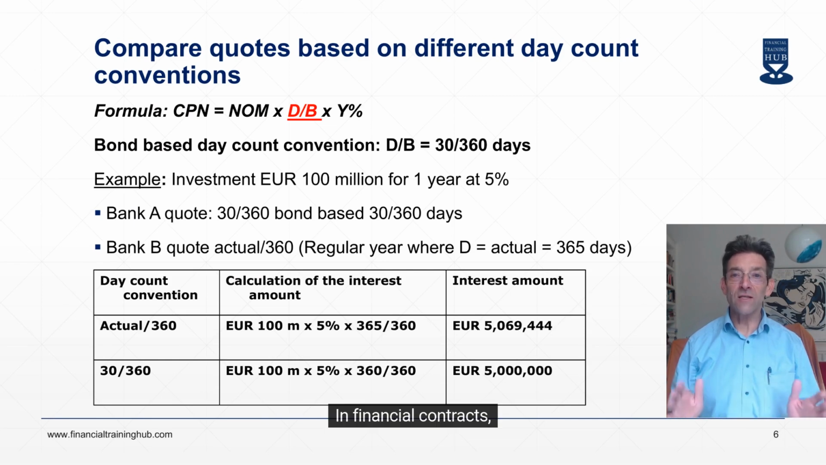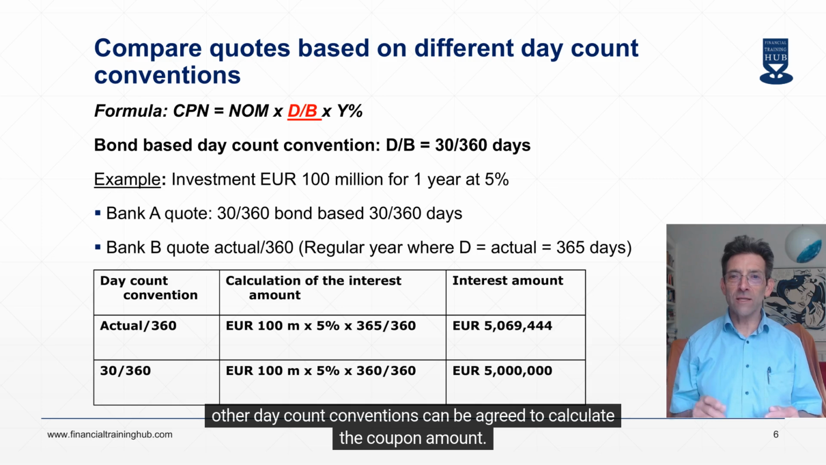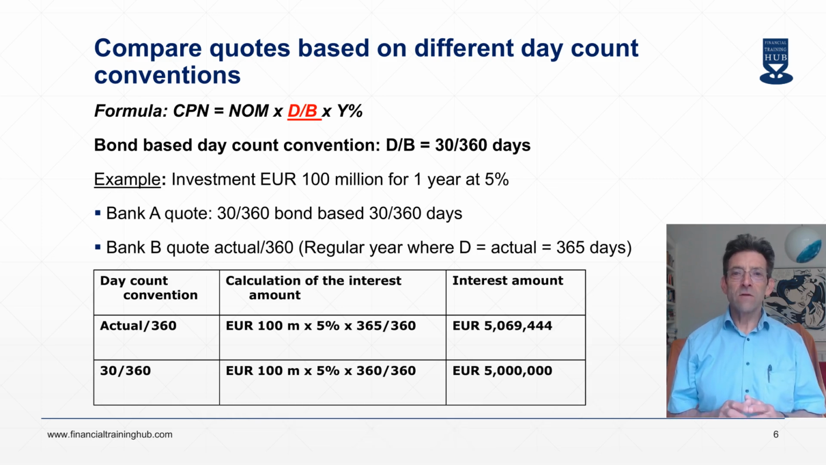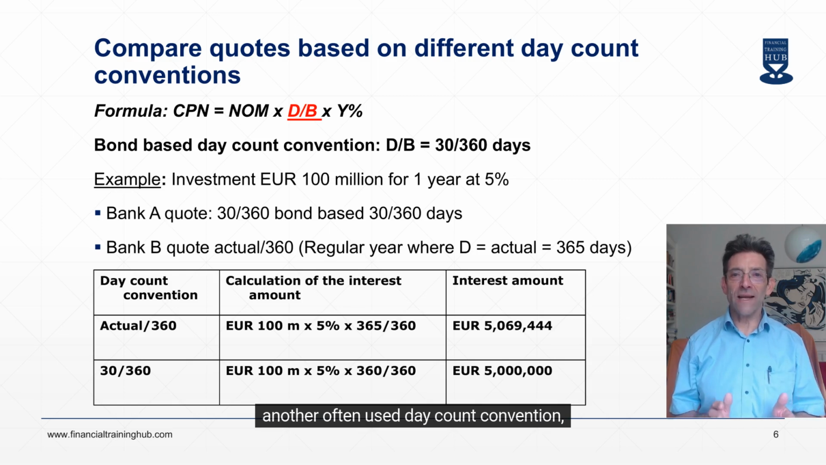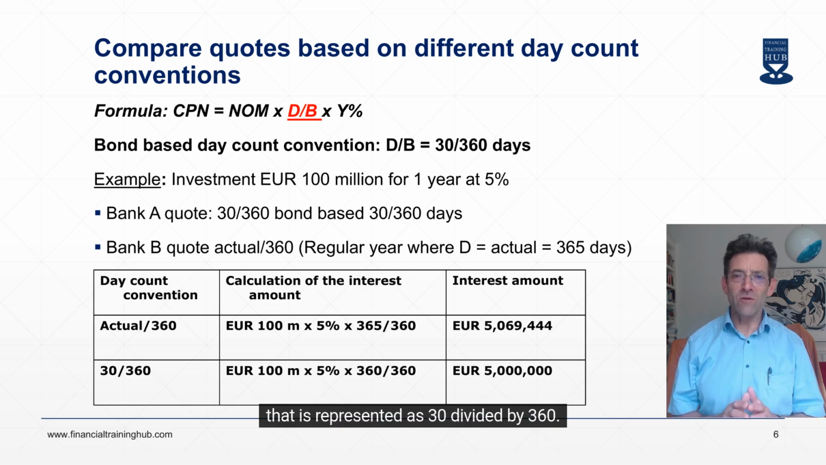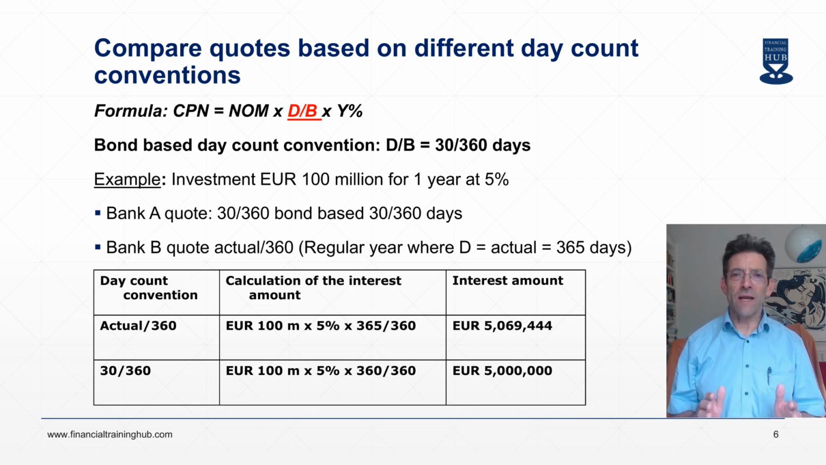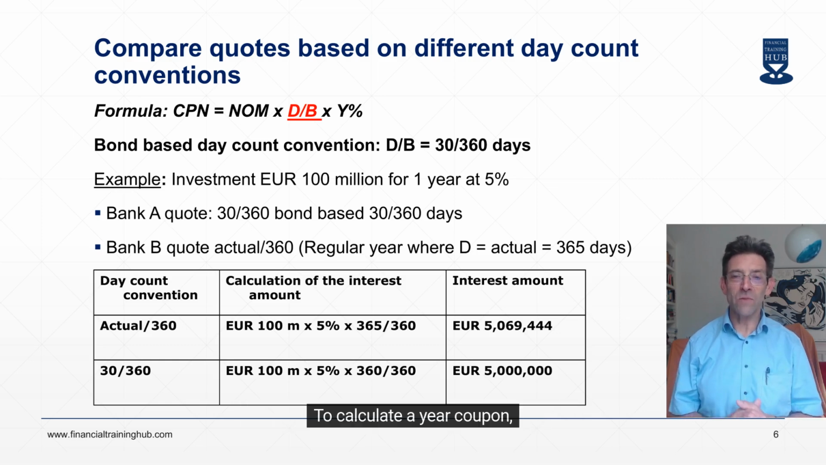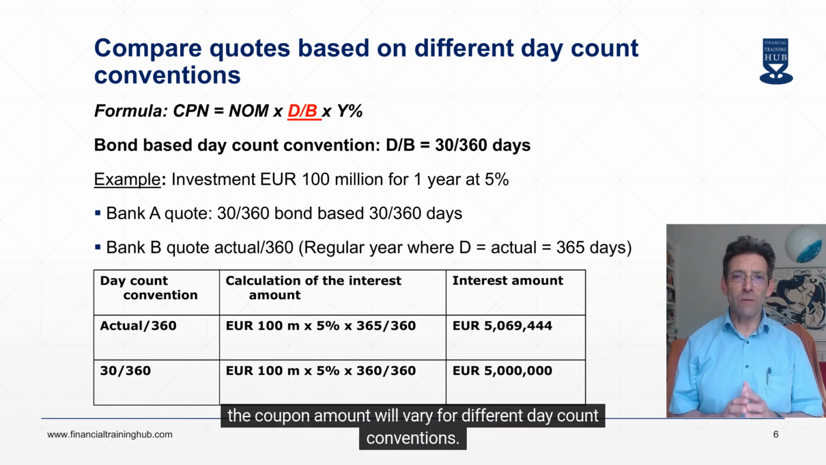In financial contracts, other day count conventions can be agreed to calculate the coupon amount. For instance, another often used day count convention is bond basis, that is represented as 30 divided by 360. This implies that D is based on 30 days per month and not the actual days in the calendar month. To calculate a year coupon, D will be 360 days. The year basis represented by B is 360 days. Of course, the coupon amount will vary for different day count conventions.